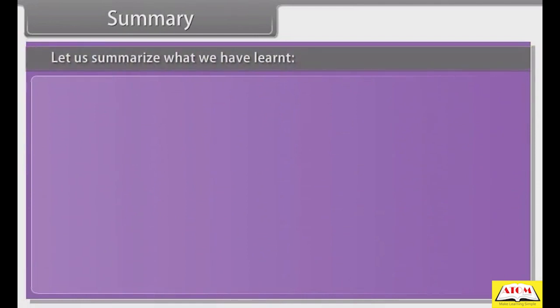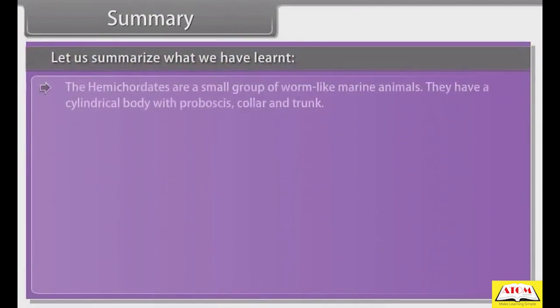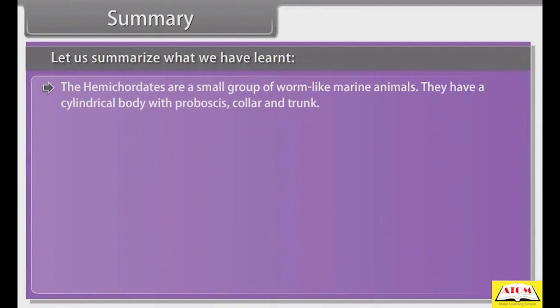Summary. Let us summarize what we have learnt. The hemichordates are a small group of worm-like marine animals. They have a cylindrical body with proboscis, collar, and trunk.